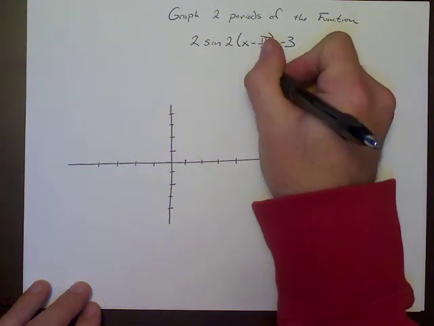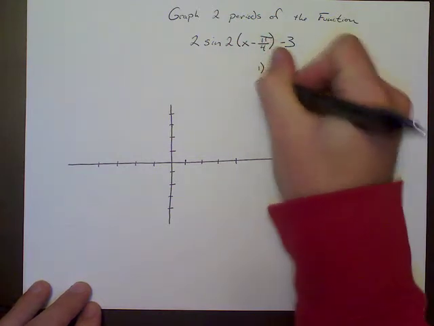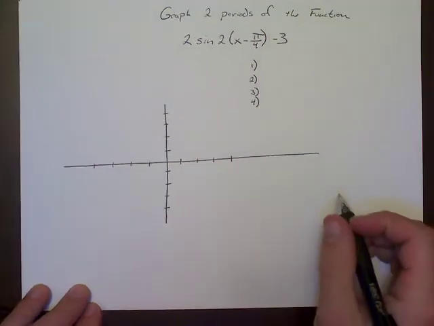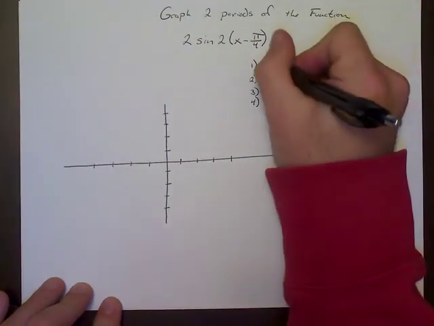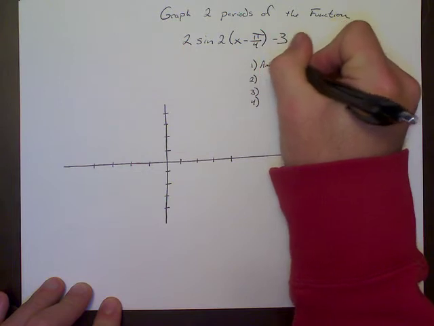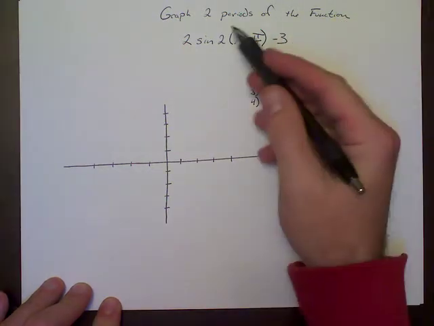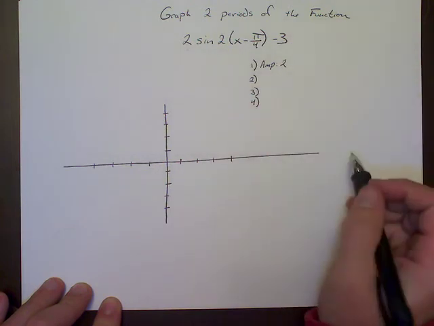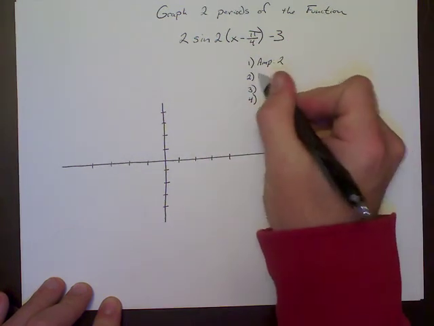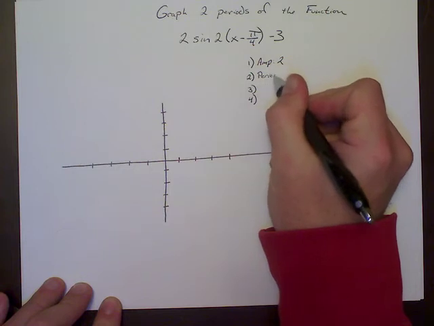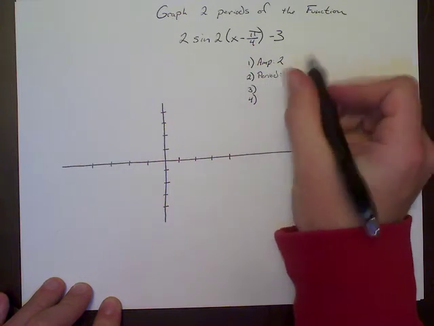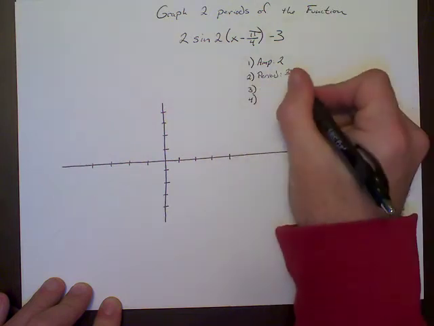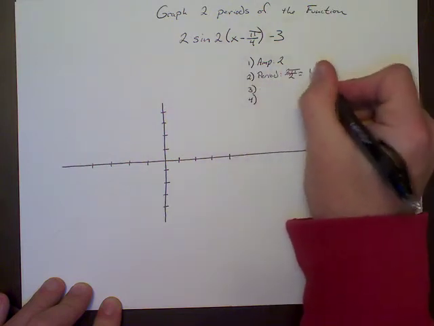So first thing you want to do, just like we talked about, is find those 4 important parts of your function. The first thing you want to find is the amplitude, which again is that first number here, so that will be 2. Then you want to calculate the period, which is 2 pi over b, which is that 2 right there, which reduces to pi.